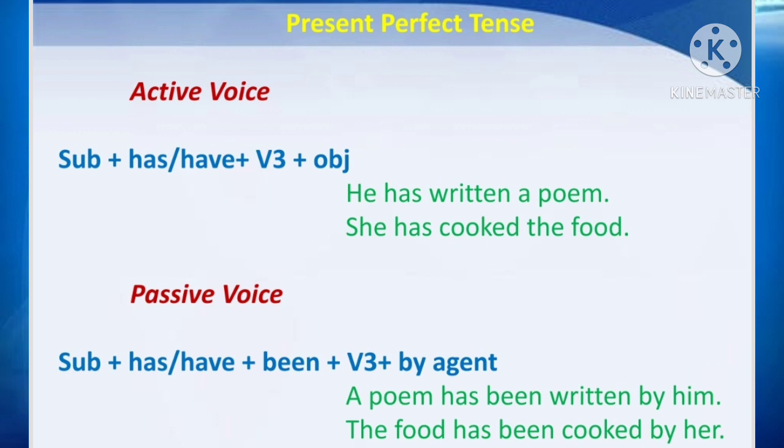Now how will we change it into passive voice? The rule is given there. Subject plus has or have plus been plus V3 plus by agent. Examples. The first sentence was he has written a poem. How will you change it into passive voice now? A poem is the subject here, isn't it? A poem has been written. Written is a V3 form plus by agent, that is by him. Second sentence was she has cooked the food. Now when you change it into passive voice, the sentence will be like this. The food has been cooked by her.